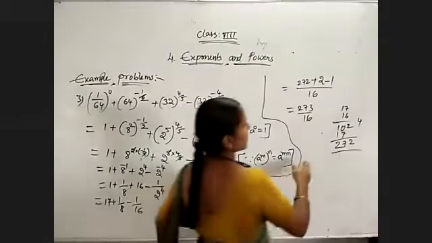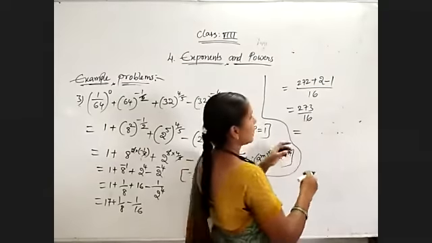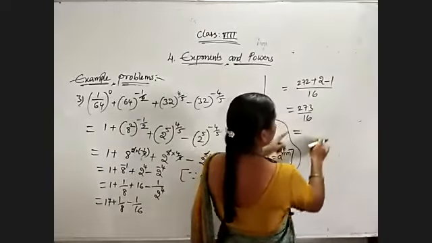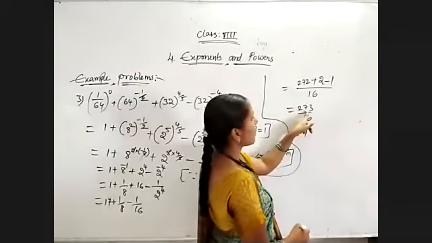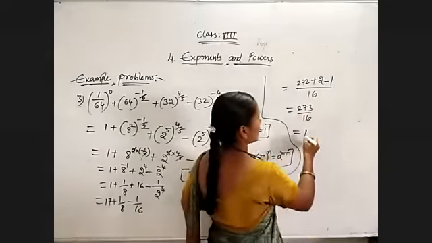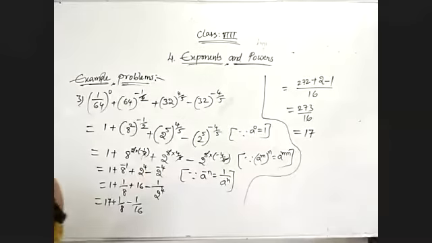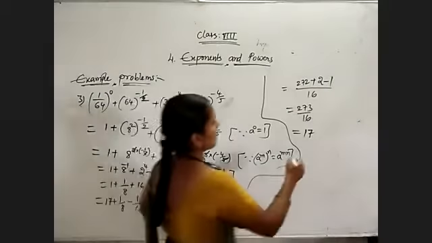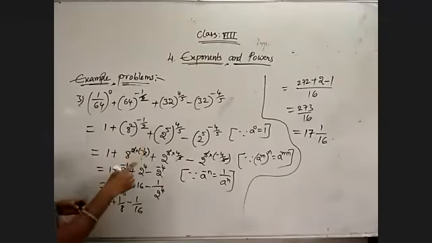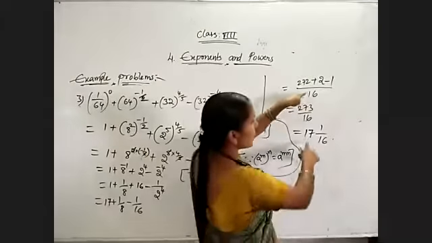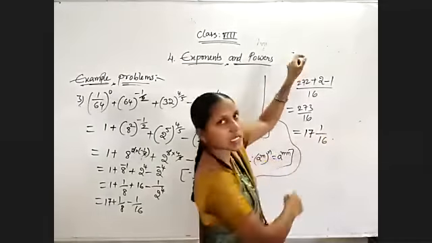And because it is an improper fraction, convert it into a mixed fraction. So what will I get? 16 ones are 16, because I have 27. Then 16 sevens are 112, plus 1 is 113. Just observe, 16 into 17, just now we got 272. 16 into 17 is 272, plus 1, 273 by 16. That's all.